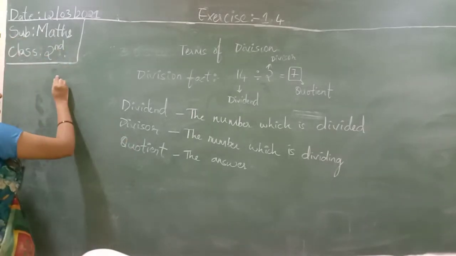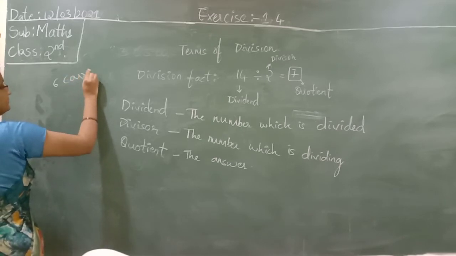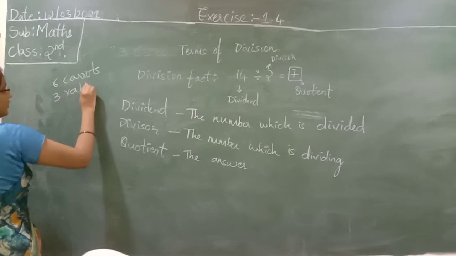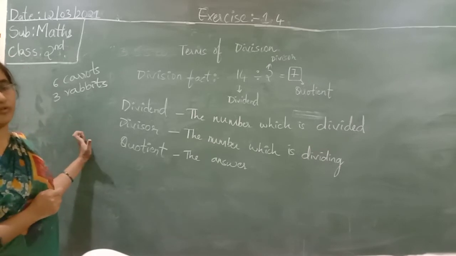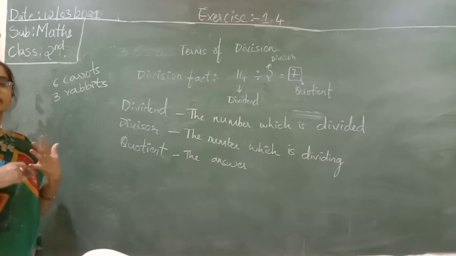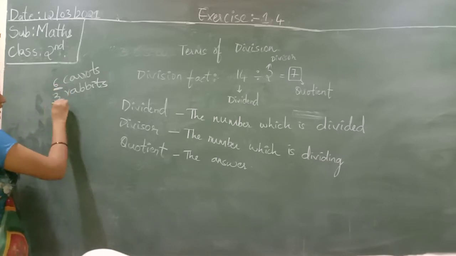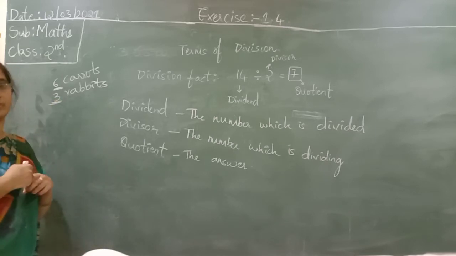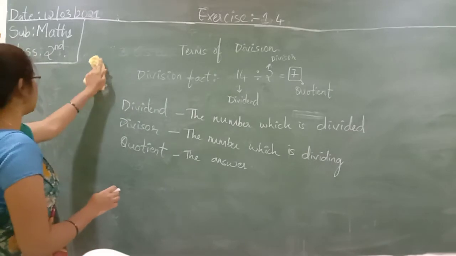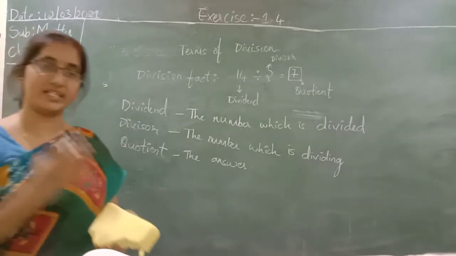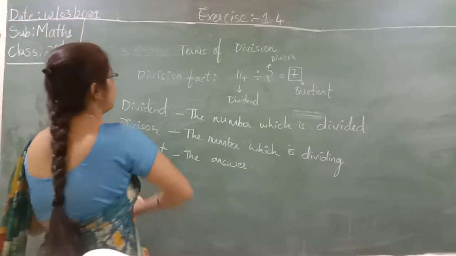Take the example of 6 carrots and 3 rabbits from exercise 1.1 in this chapter. We got a question that 6 carrots are distributed among 3 rabbits. The 6 carrots we are dividing, and we are distributing them among the 3 rabbits. So remember, the dividend is the number which is divided. Divisor is the number which is dividing. Quotient tells the answer.